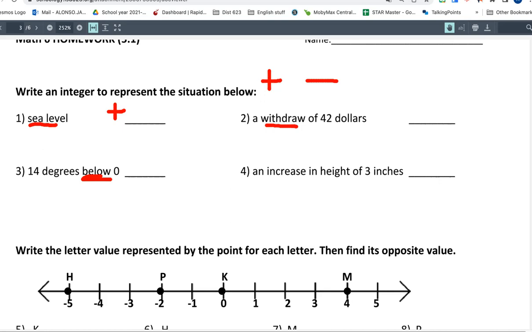Withdraw money, a withdrawal of $42, so you take money away. Is it going to be a positive sign or a negative sign here? An increase in height of 3 inches. So you got an increase. So is it going to be positive or negative here? Do that by yourself.